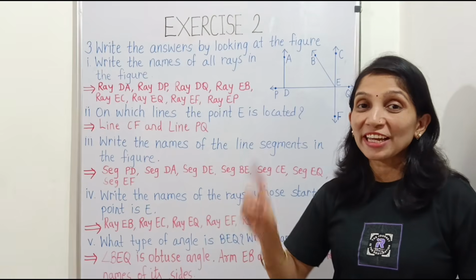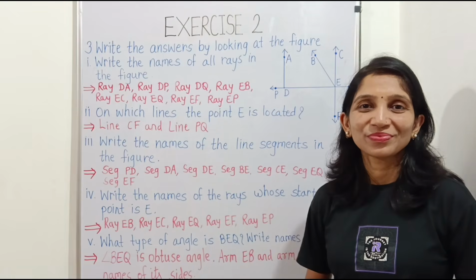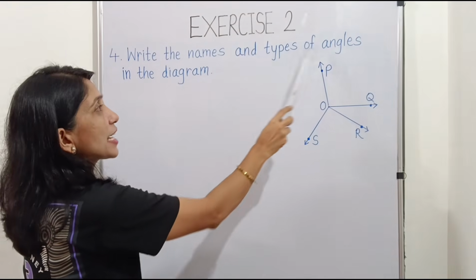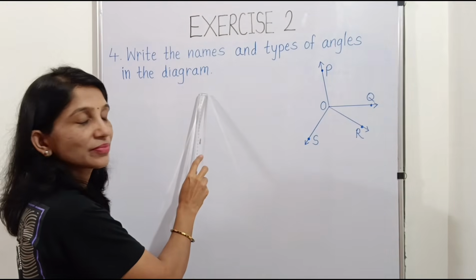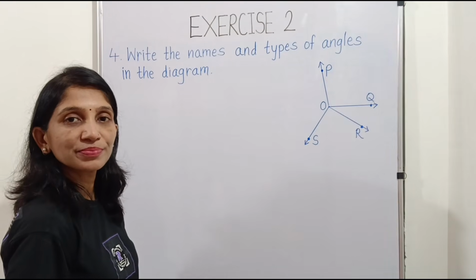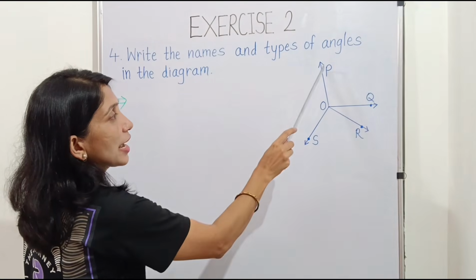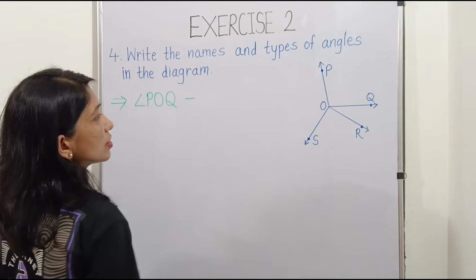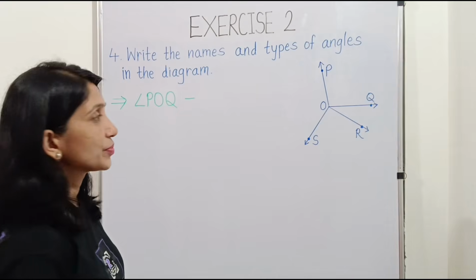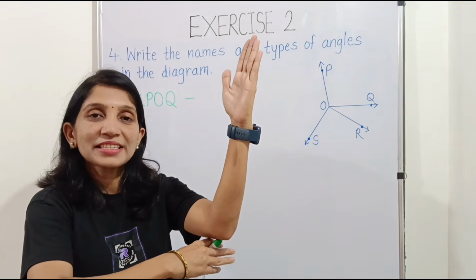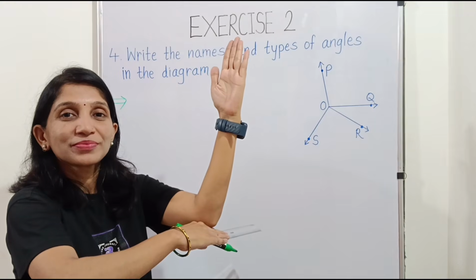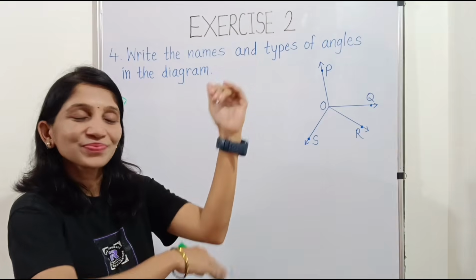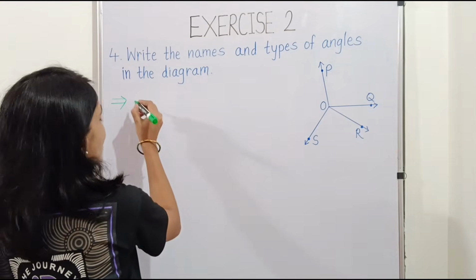So, here we accomplish mission 3 also. Mission 4. Write the names and types of angles in the diagram. So first, observe the diagram. First angle, angle POQ. See the shape of angle POQ. It is like this. A wide gap. That means it is more than 90 but less than 180. So it is obtuse angle.